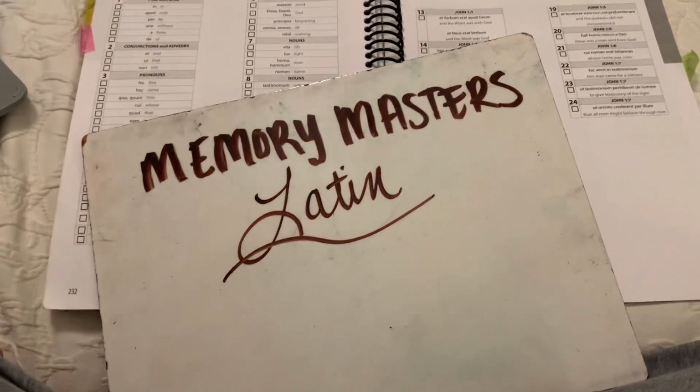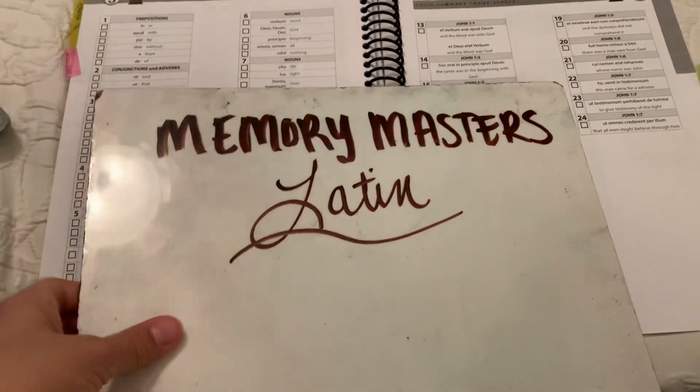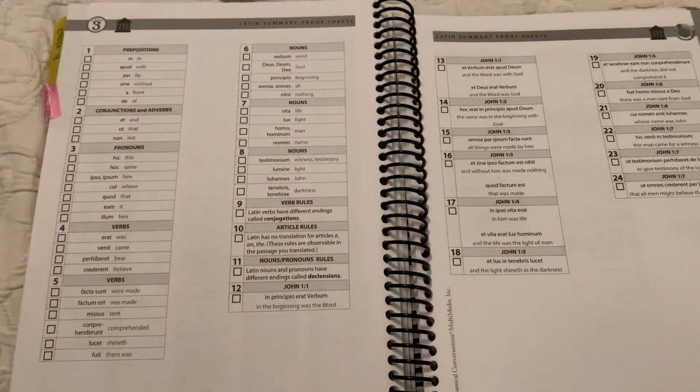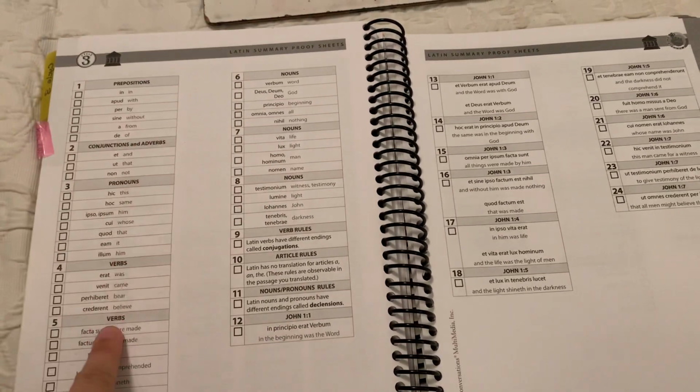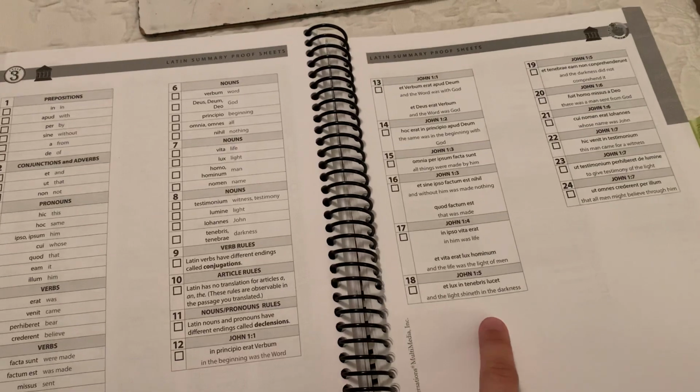If you're doing Memory Masters or a subject master for Latin, here's how we're going to test. For Cycle 3, we have Latin information on this side, and then we're going to have John 1 through 7. So I'm going to go over these separately.